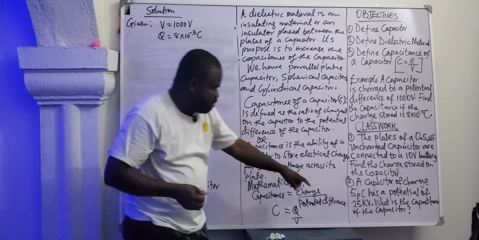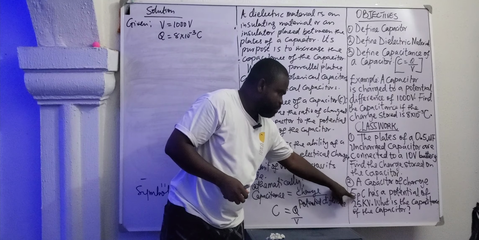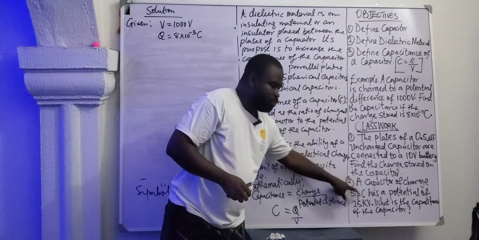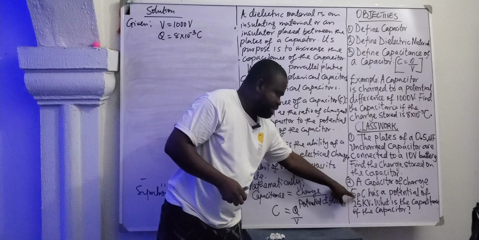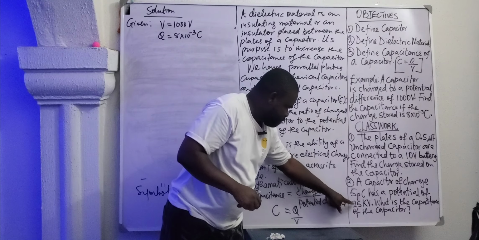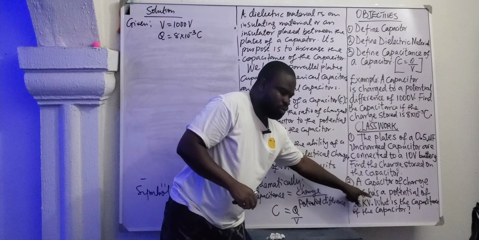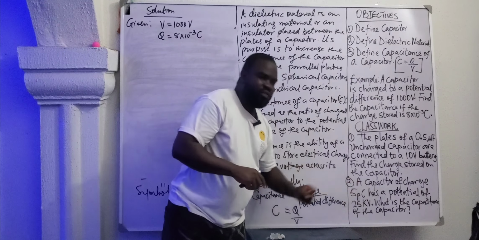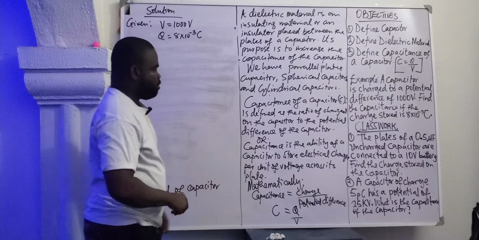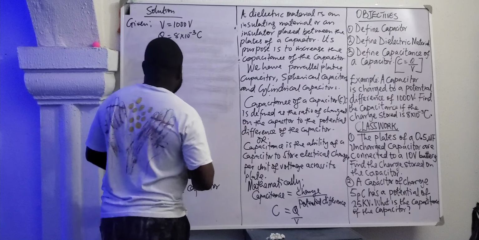So take note of this second classwork here, where you are given 5 picocoulomb, which means you will multiply by the equivalent value of pico. I leave that for you to determine. Here is what? 25 kilovolts. Likewise, know the equivalent of what? Kilo, and substitute to obtain what we are asked to look for there.